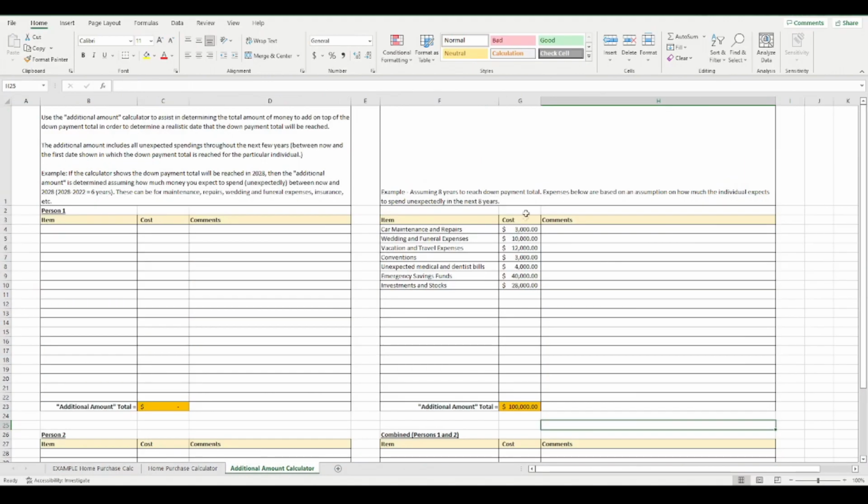The table on the right is an example you can use to help you to determine what kind of unexpected expenses you'll incur throughout the years. The additional amount is based on your unexpected spendings between now and the future date of reaching the total down payment. For example, if we are in 2022 now, and the 20% down payment total will be reached in 2028, then you'll input spending values based on a 6-year period, 2028 minus 2022. Remember, these values are just a rough estimate, so you don't need to get too specific.